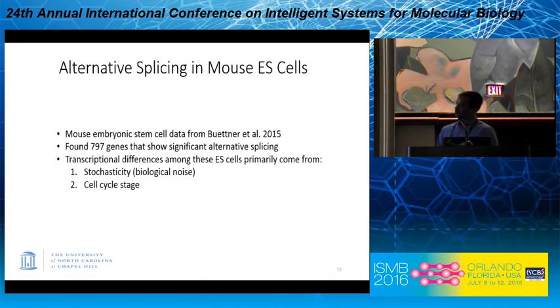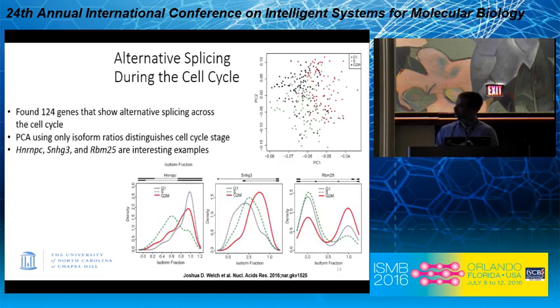Now, the transcriptional differences among these ES cells primarily come from two sources. One is just biological noise, stochasticity, and the other is cell cycle stage. So to investigate these 797 genes in more detail, we then looked at whether there was any relation between the alternative splicing events we found and cell cycle stage.